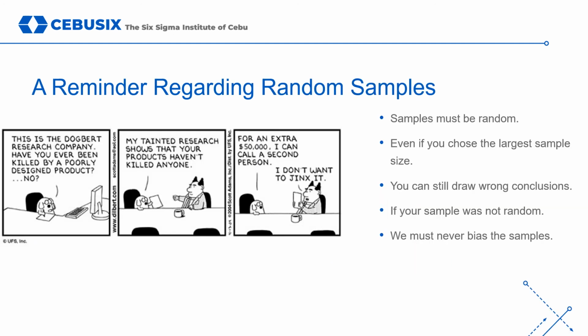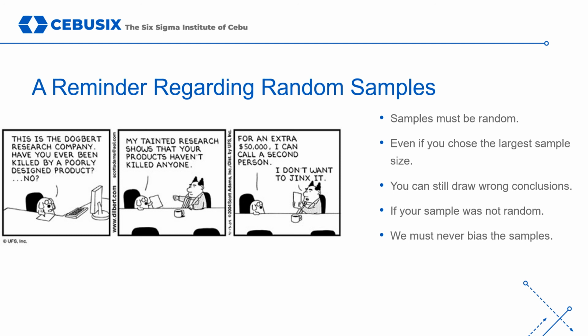Before moving on from sample size calculations, it is worth noting again the importance of random sampling. Even if you perform a calculation to determine an appropriate sample size, and you choose to err on the side of caution by sampling at the largest count size returned by Minitab, you can still draw the wrong inferences because the sample was not random.